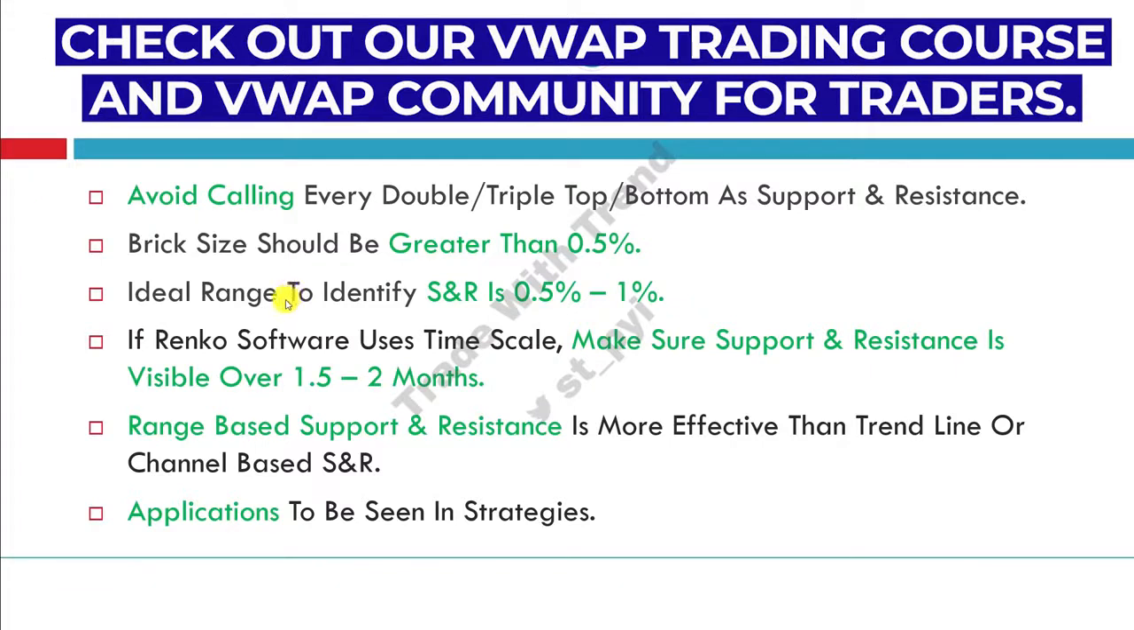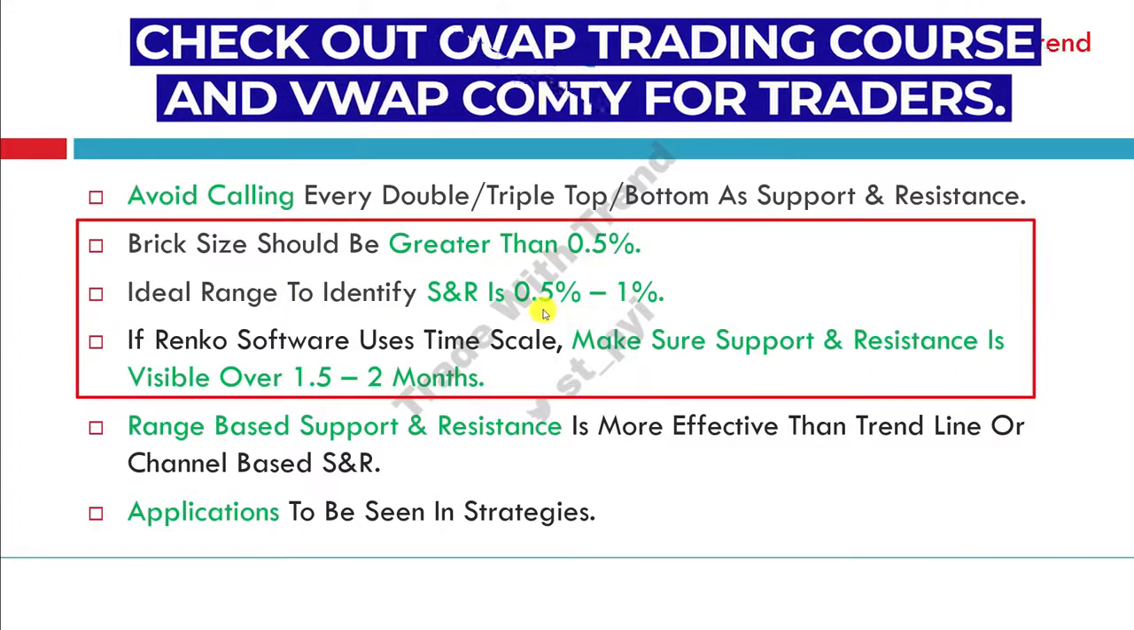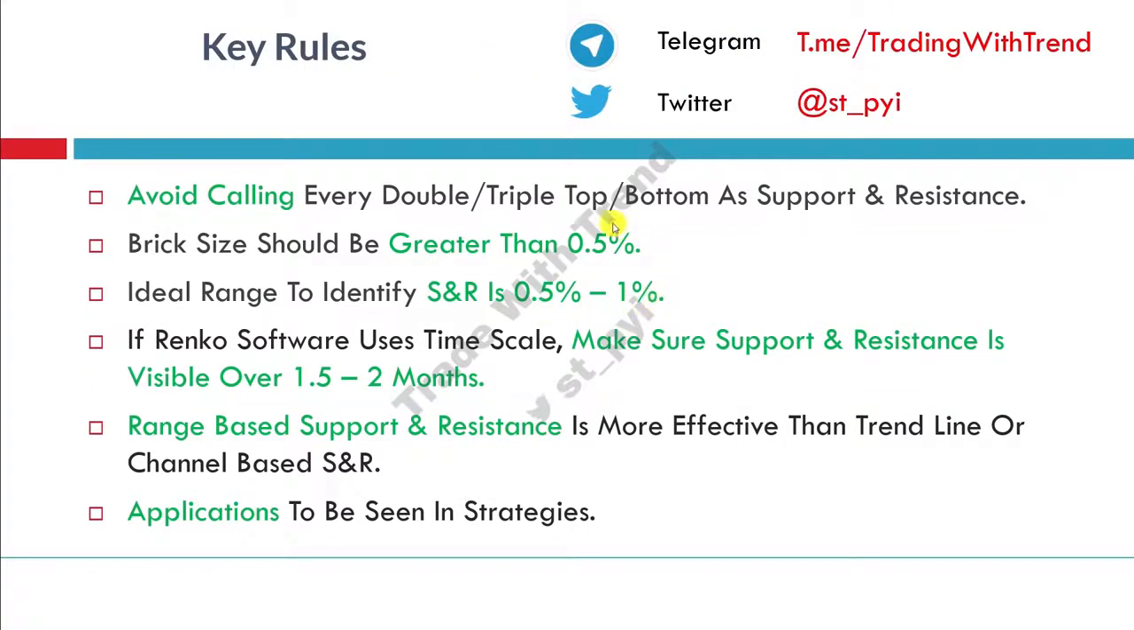Now, the ideal range to identify support and resistance, in terms of brick size, is between 0.5% and 1%. So if you start with 0.5% and you don't get that much clarity, you can enter a value between 0.5 and 1% to see if you get further clarity in terms of identifying strong support and resistance levels. Now, in case your Renko software also uses the time scale, then make sure the support and resistance level is clearly visible over the last 1.5 to 2 months. Now, this is absolutely crucial because you are looking for both price and time consolidation.